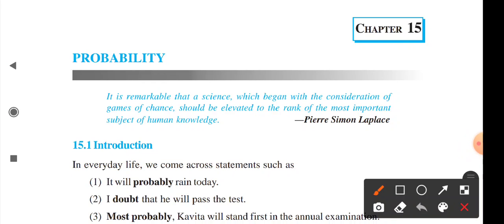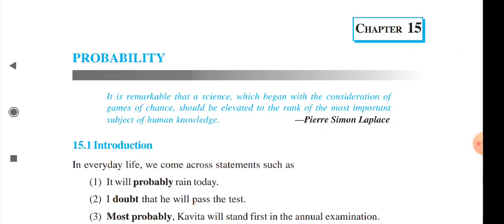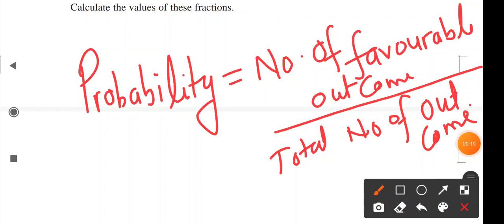This is the last chapter of the book, chapter number 15, probability. So what is meant by probability? Probability means the chance of any event occurring. I will tell you the formula also. The formula of probability is the number of favorable outcomes upon the total number of outcomes.